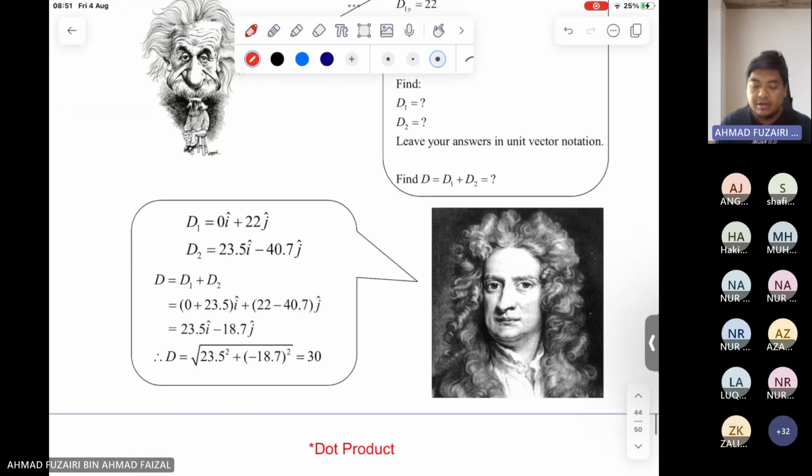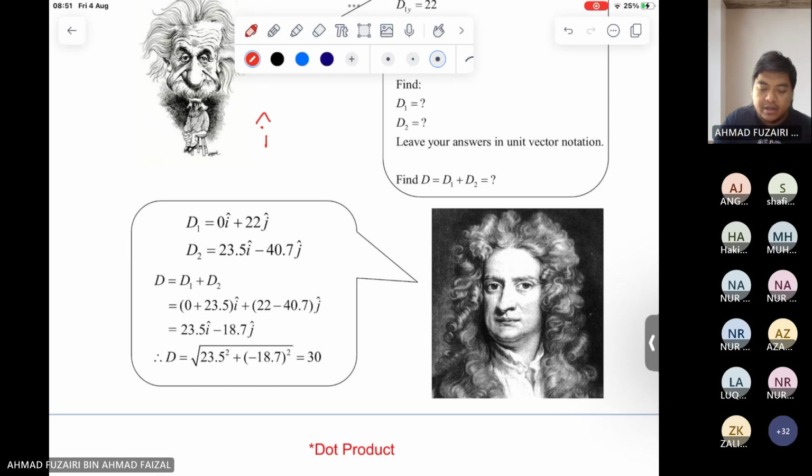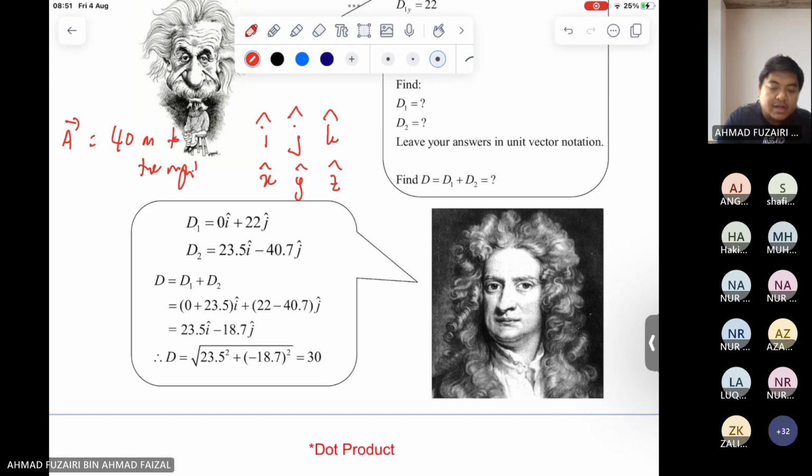Sometimes the questions is given to you in terms of unit vector. Contoh dia, vector D ialah 0i. Dia ada juga guna sistem I, J, K. Sama juga dengan X, Y, Z. Kalau jumpa soalan dia berbentuk macam ni, this is also a vector. Okay, sebab vektor, tetapi kalau biasanya kita tengok vektor dia dalam contoh A. Vektor A ialah 40 meter to the right. Ni vektor kan. Kalau macam ni dia dah bagi dalam bentuk X axis, Y axis. Okay? Ataupun dalam bentuk IJK.